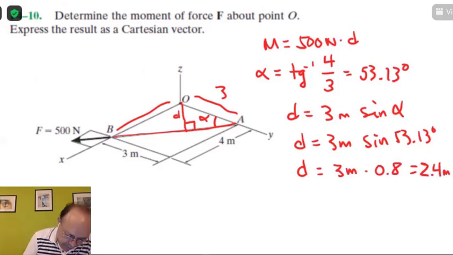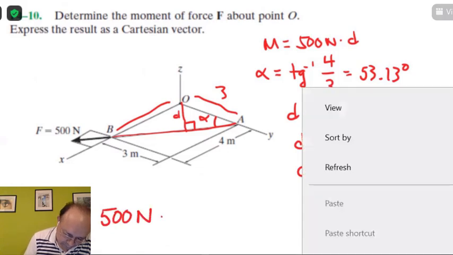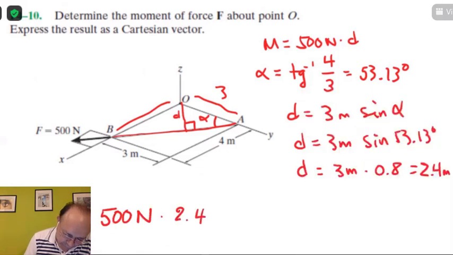So the moment will be very easily 500 newtons times 2.4 meters. 2.4 times 500, 1200 newton meters.